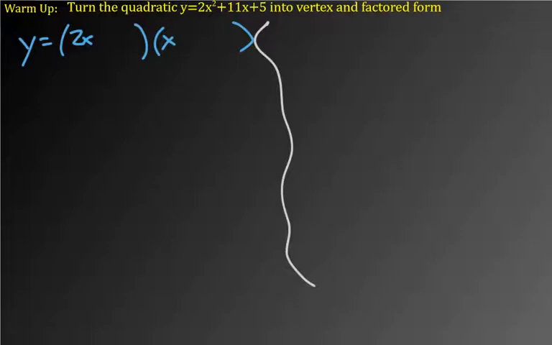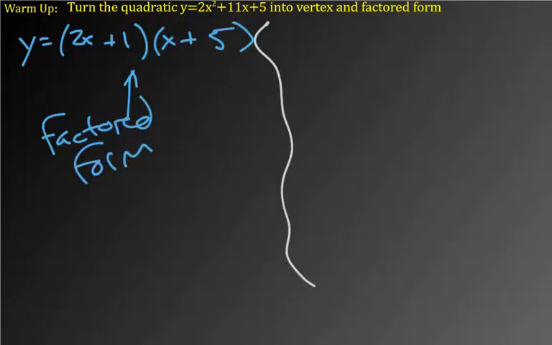It's either going to be a 5 here and a 1 here, or a 1 here and a 5 here. You could just try it, but if you put the 1 here and the 5 here, then you'll have it, right? Because this is 10x, this is just 1x, and that adds to 11. So this would be my factored form.